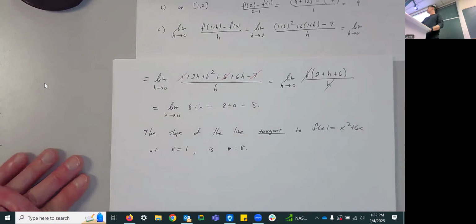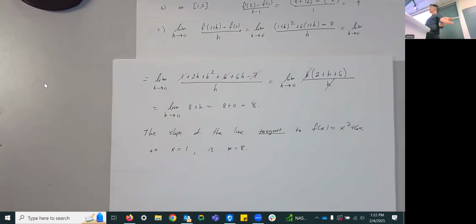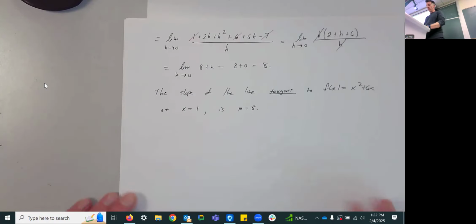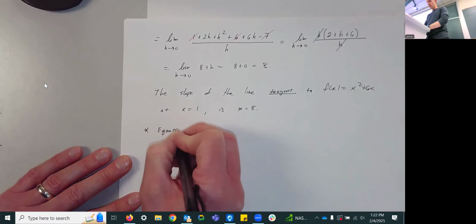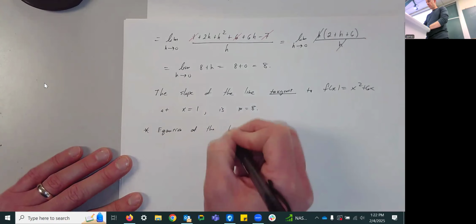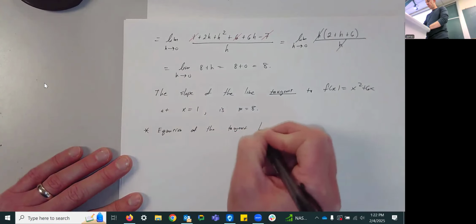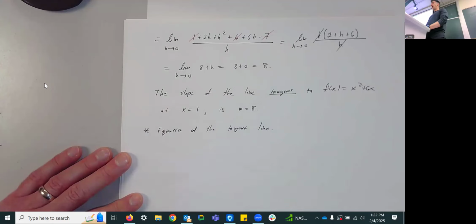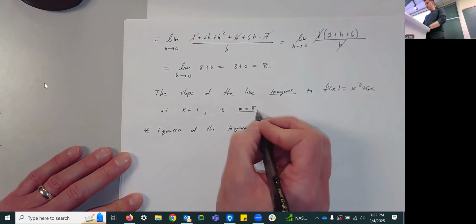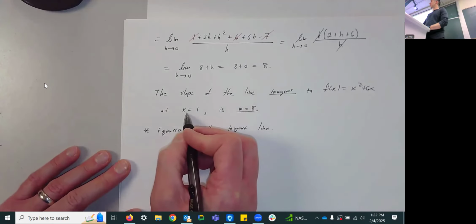And then if you're asked, you can also easily find the equation of the tangent line. So just as a follow-up here, for the equation of the tangent line we're just going to use the point-slope form. We have the slope, which is 8. We have half a point. We need the y coordinate.